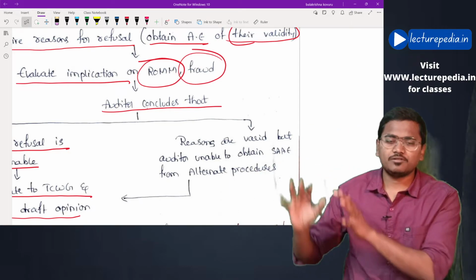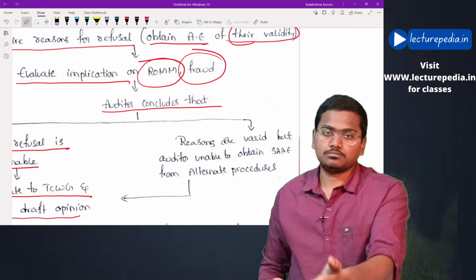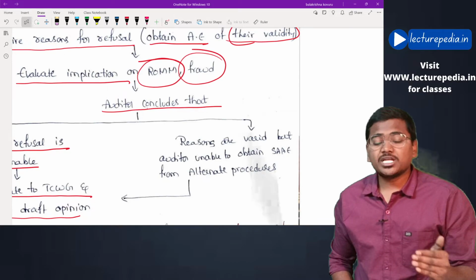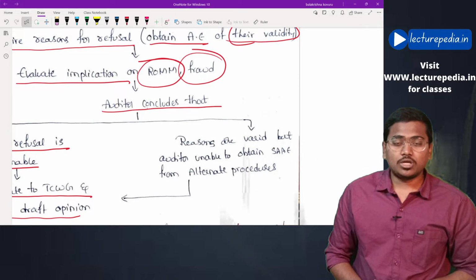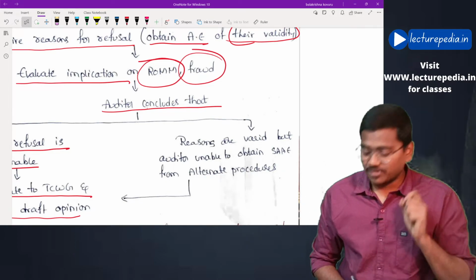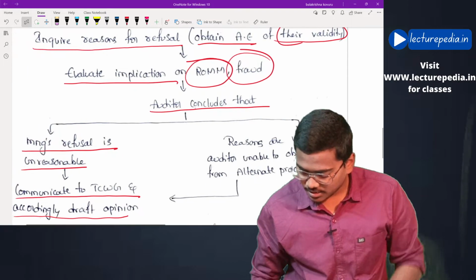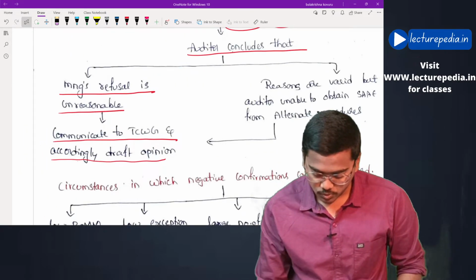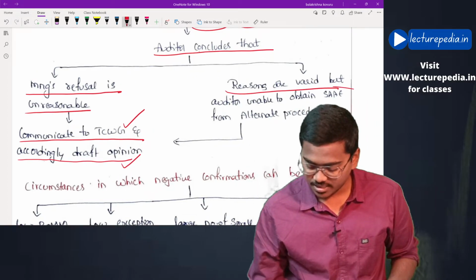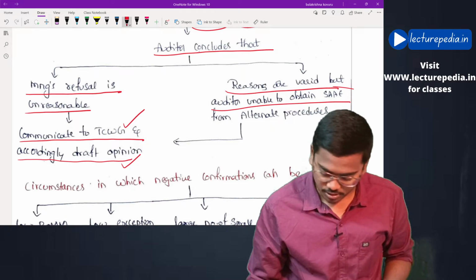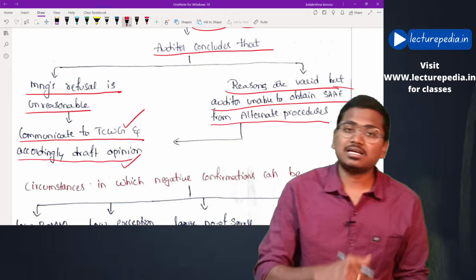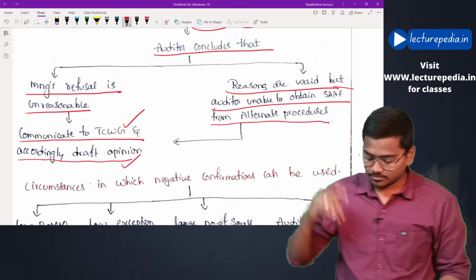Next, if the auditor finds that the reasons given by management are valid, that there are valid reasons why management is refusing to send a confirmation request, in this case the auditor will try to obtain audit evidence by alternate procedures. In case he fails to obtain audit evidence through alternate procedures, then the auditor will have to communicate to those charged with governance and accordingly draft his opinion. So reasons are valid, but the auditor is unable to obtain sufficient appropriate audit evidence from alternate procedures, then he has to communicate the same to those charged with governance and consider the same while drafting his opinion. Hope this is clear.